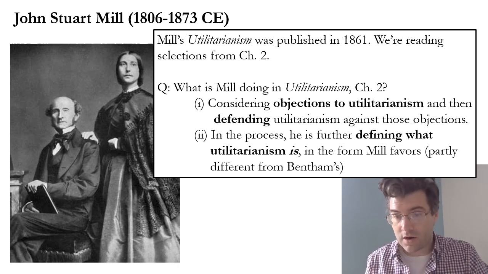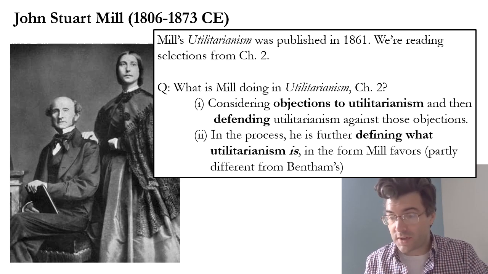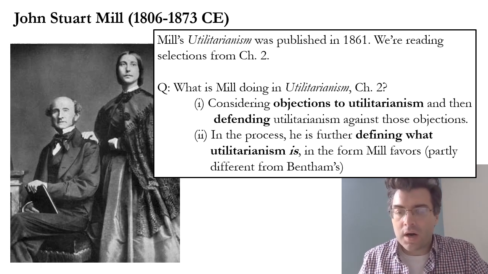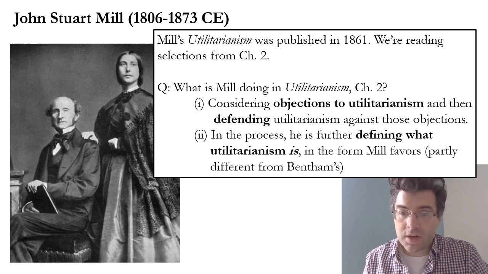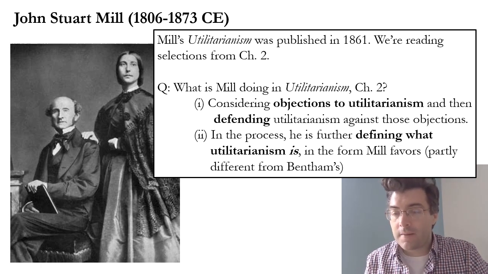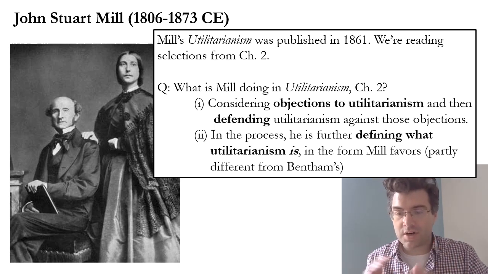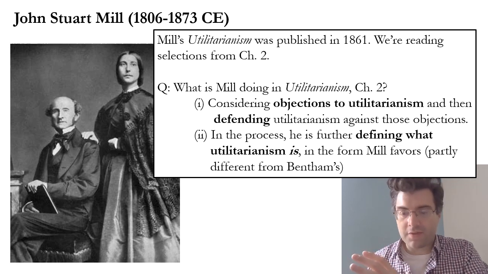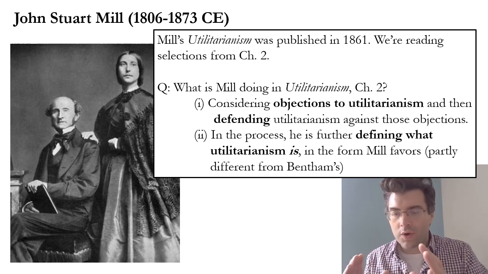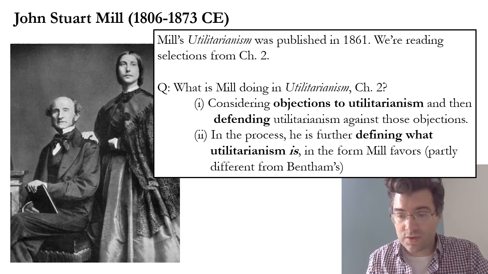Basically, what's happening here in this chapter called What Utilitarianism Is, is that Mill is clarifying what he understands utilitarianism to be. And he actually wants it to be something a little bit different from what Bentham said that it was. Almost everything in Mill's utilitarianism is in agreement with Bentham, but there are a few small variations that Mill introduces.